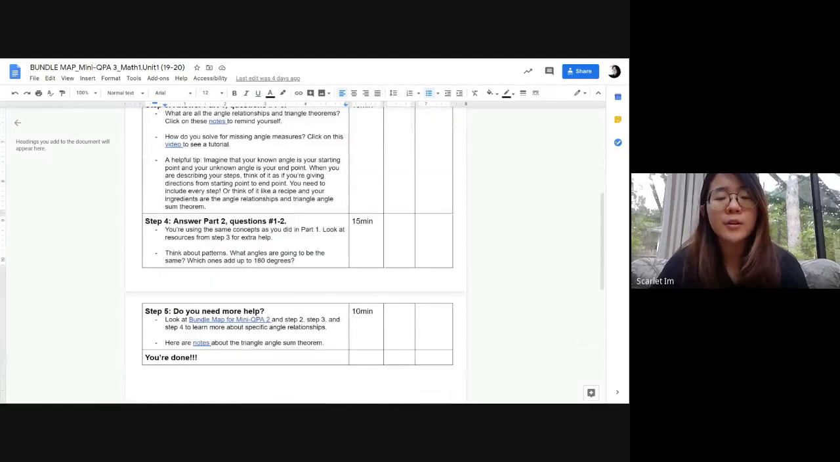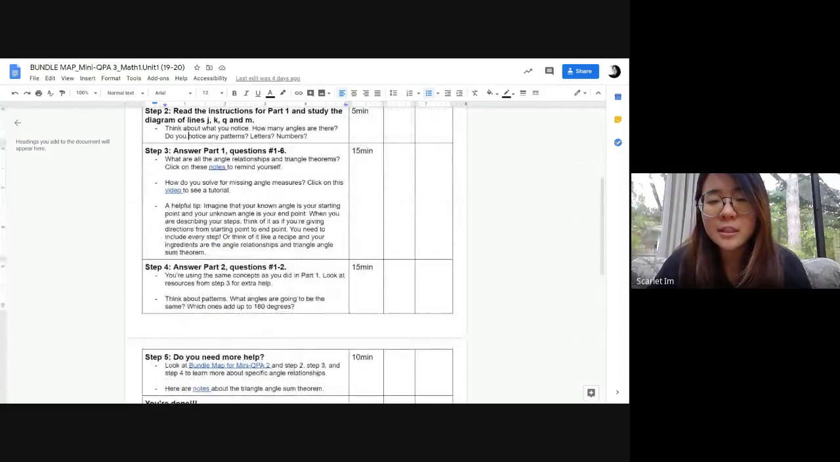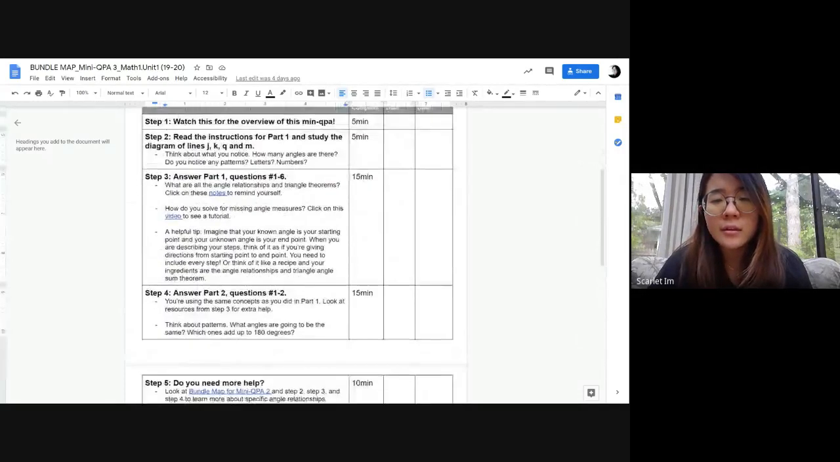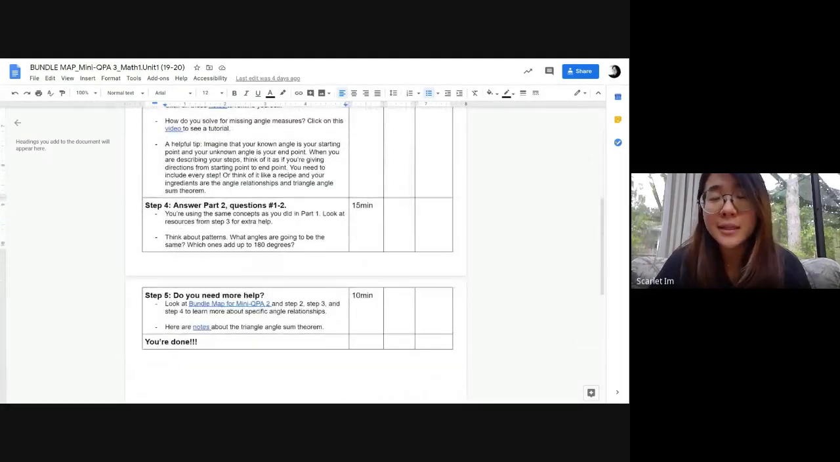That way you don't feel like you're completely by yourself, and also you can do it at your own time and you don't necessarily need me there. And it shouldn't take too long. It should take about 50 minutes to an hour to complete. So just make sure you're scheduled that you have enough time to get through it. The actual document looks like this.